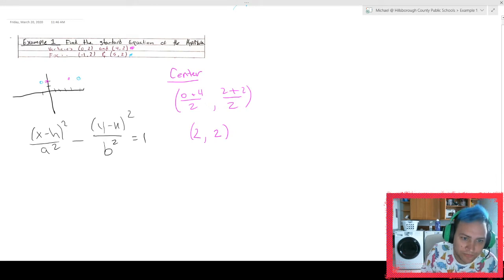This is going to be h. This is going to be k. So I already know this part and this part of my formula. If I can just find a and b now, I am in good shape.